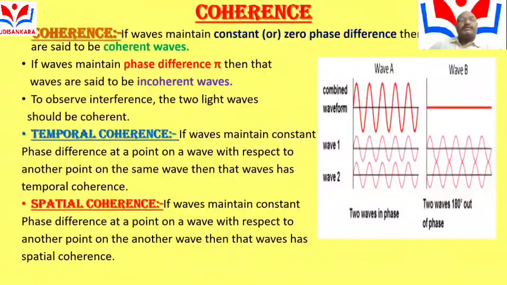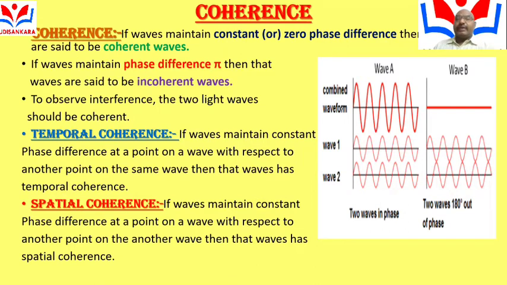What is coherence? If the waves maintain a constant or zero phase difference, they are said to be coherent. Coherence means same phase, same frequency, same amplitude, and same wavelength. If the waves maintain a constant phase difference of pi, then those waves are said to be incoherent waves. To observe interference, two light waves should be coherent.